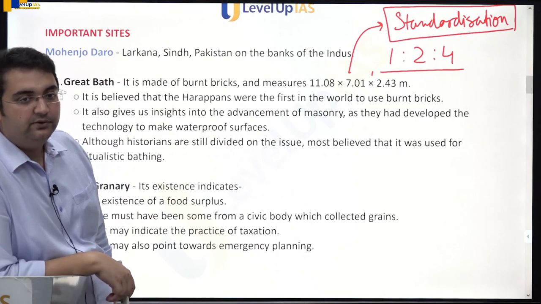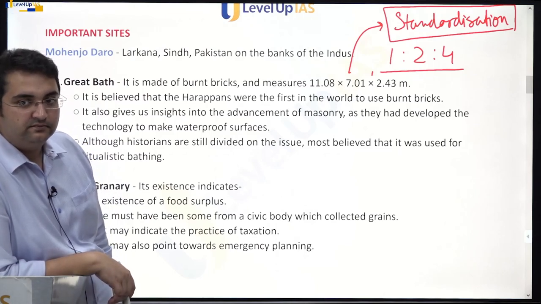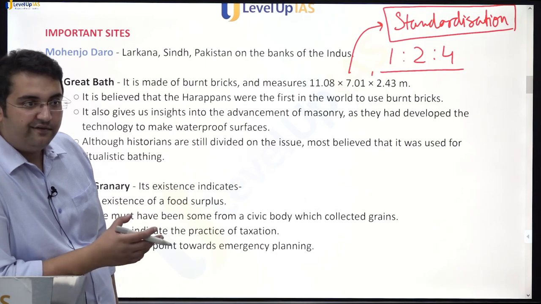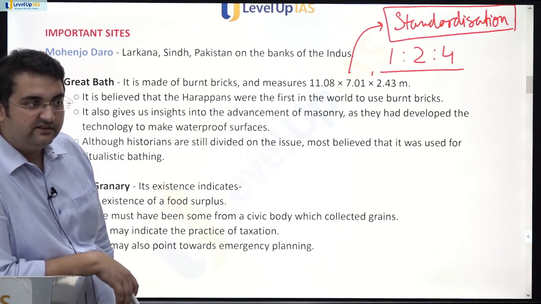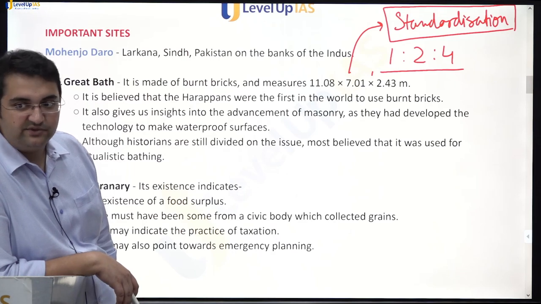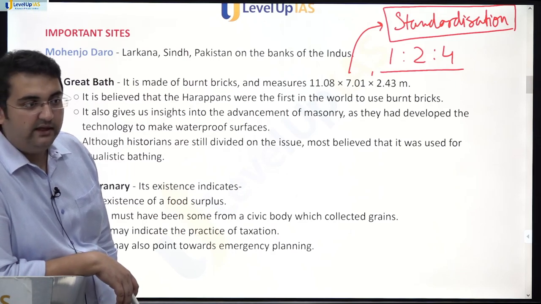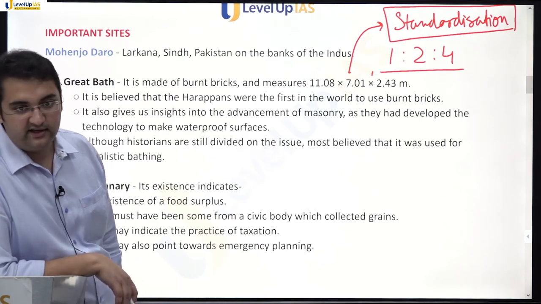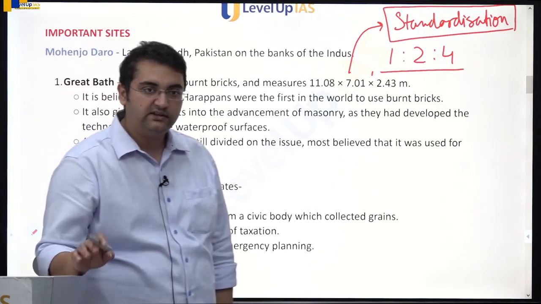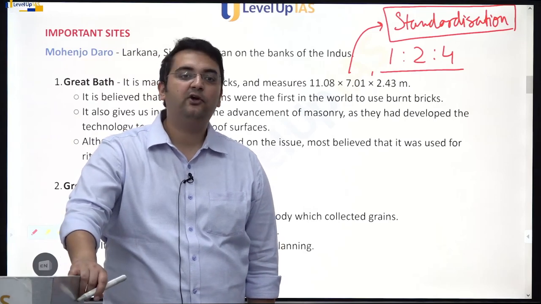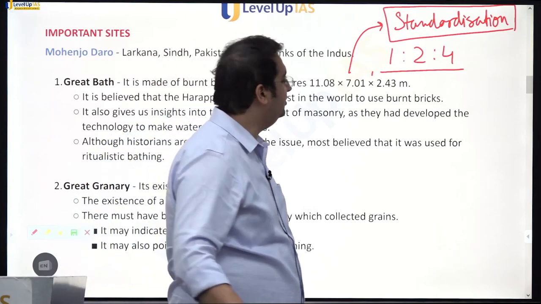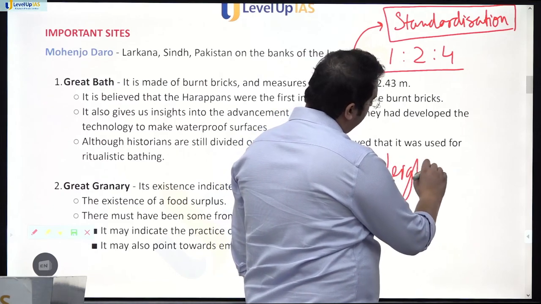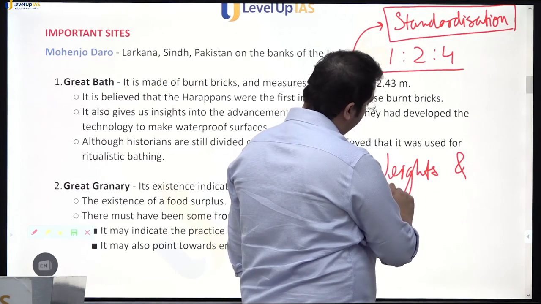Okay. What does this tell you? That were all of these sites part of different civilizations? Or the same civilization with probably a common governing structure who was overseeing all this standardization as well. Not only this, but there was a great degree of standardization when it came to the weights and measures.